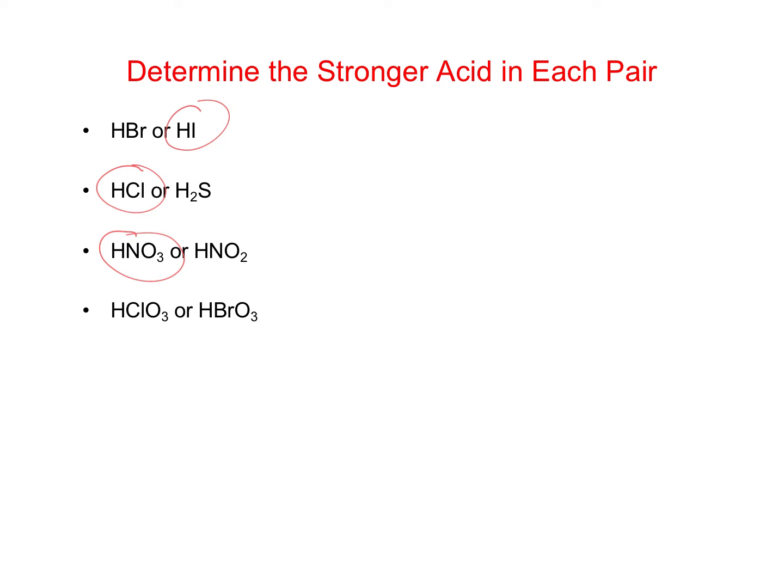For our last example, we have HClO3 and HBrO3. Again, we have oxyacids. They have the same number of oxygens, so the difference here is the electronegativity of the central atom. Chlorine is more electronegative than bromine, so we would predict that HClO3 is more acidic than, or a stronger acid than, HBrO3.